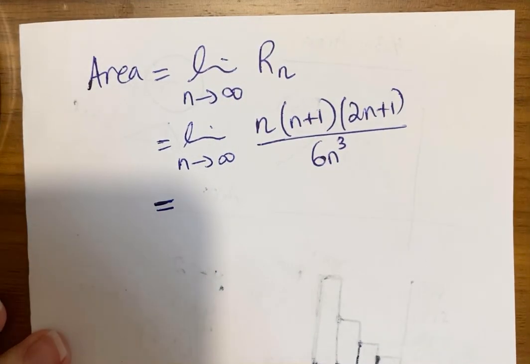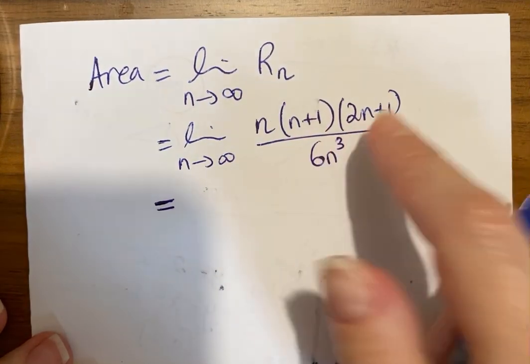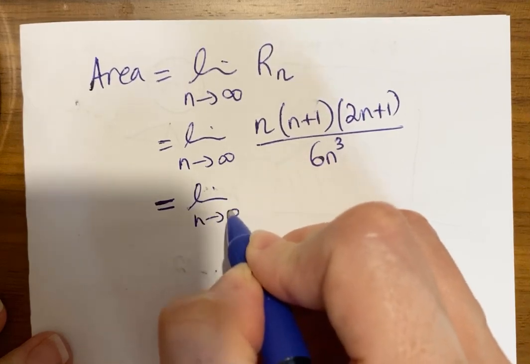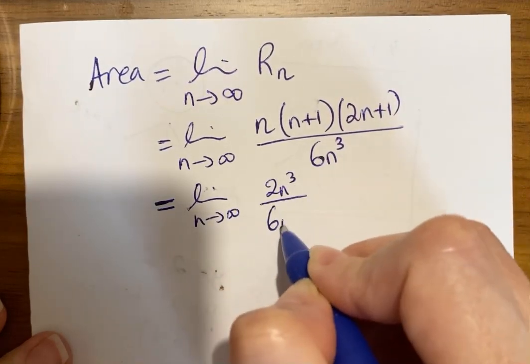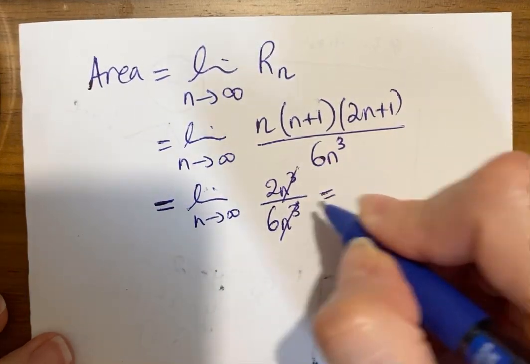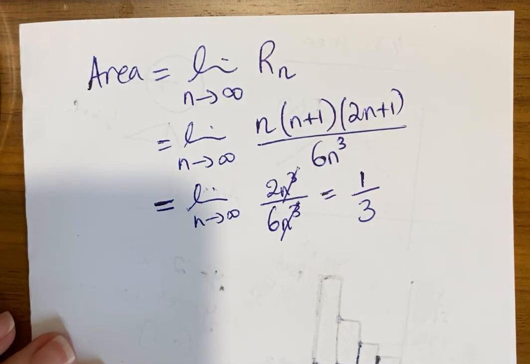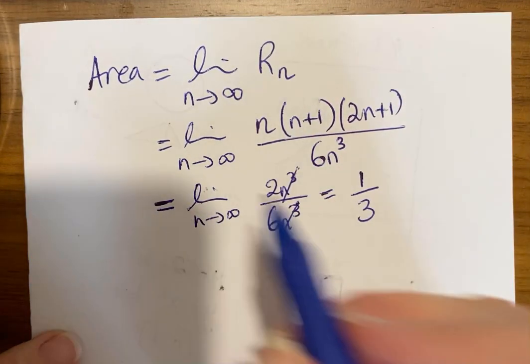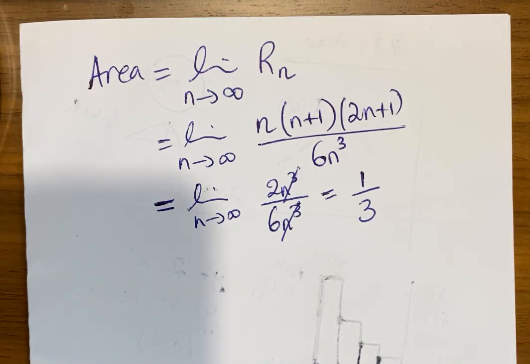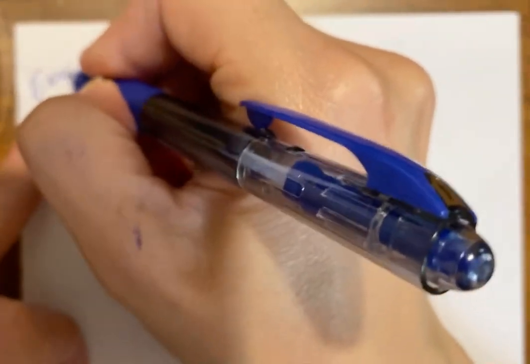We know that at infinity, it's a power struggle. What's the highest power up? It's n times 2n times n, which is 2n cubed. What's the highest power down? 6n cubed. n cubed and n cubed, they cancel each other. We're left with 2 over 6, which when simplified, is equal to 1 over 3. So when I have infinitely many rectangles, the error is 0. We have calculated the exact area that we are looking for.